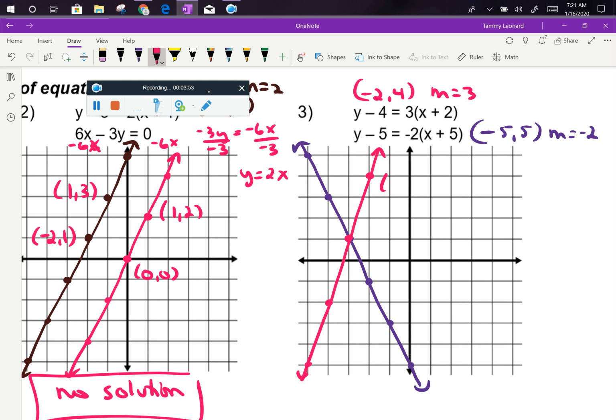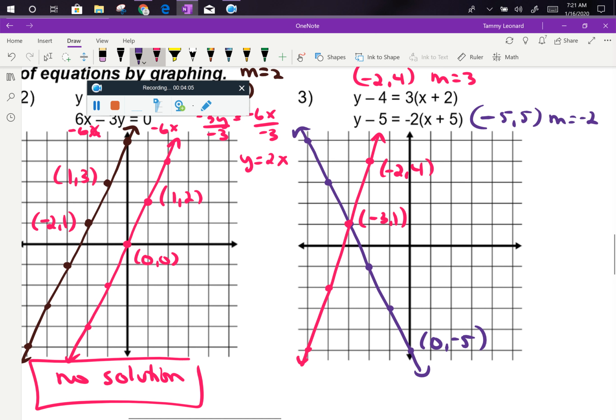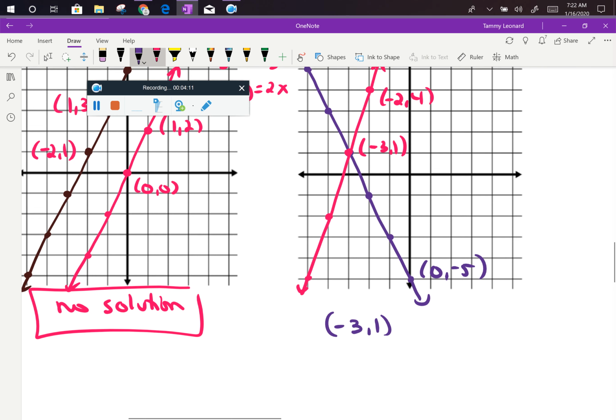So I'm going to go ahead and label -2, 4. I'm going to label the point of intersection. That always should be labeled on a graph. And I'm just going to pick one other point, maybe 0, -5. So my solution to the system is that one point where they meet. So the solution is the point -3, 1.